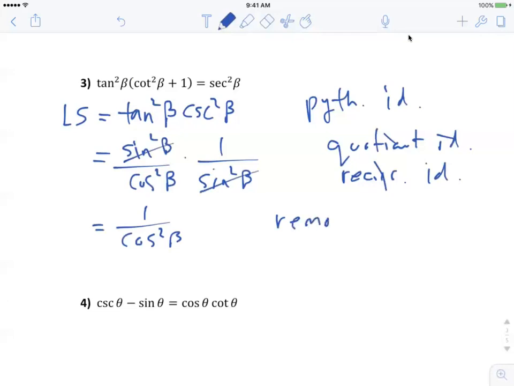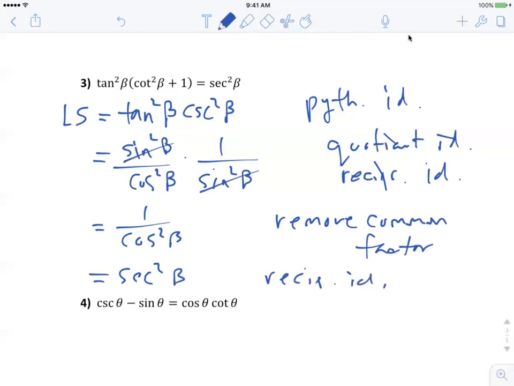So remove common factor, or some variation of that sentence. I don't know what they say in my lab, something like that. And then finally, 1 over cosine is secant. So that's secant squared beta. That's a reciprocal identity. And I did it. I reduced that left side down to the right side, right? Okay.